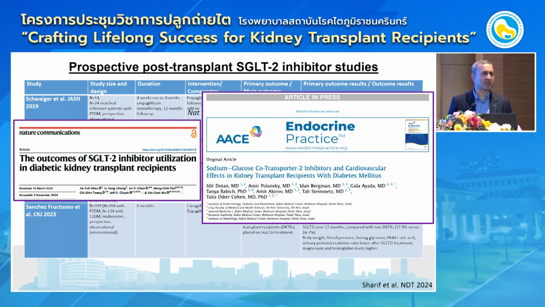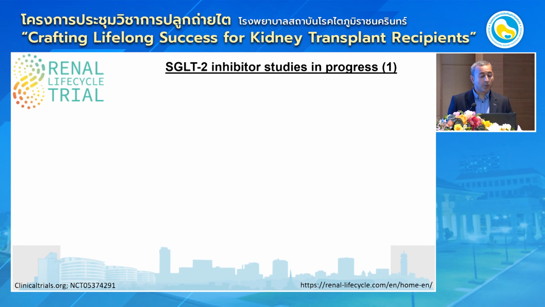And there's always been this concern about the risk for urinary tract infections or genital mycotic infections. And the literature would suggest that actually our transplant patients are at no higher risk than the general population. We are lucky that there are two big trials either in progress or being planned.